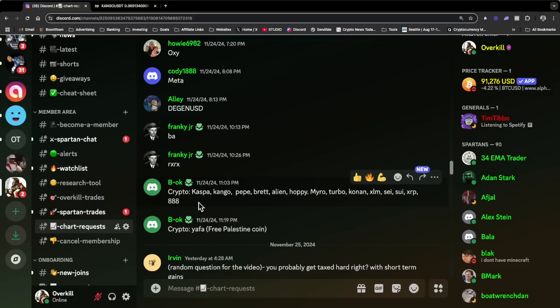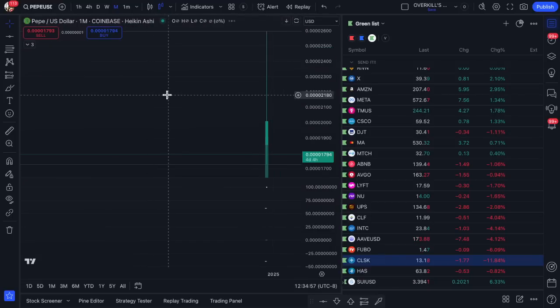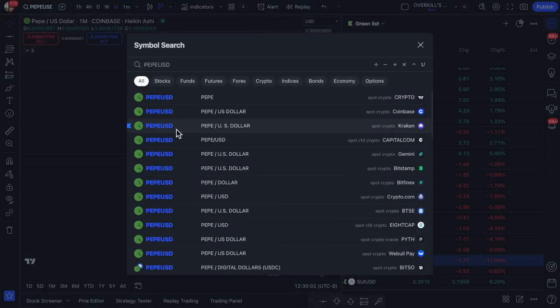Cango. That one's just going parabolic. If it's brand new, guys, I can't really cover it for you. If it's brand new, I can't get any analysis on it just because there's no data on my indicator.